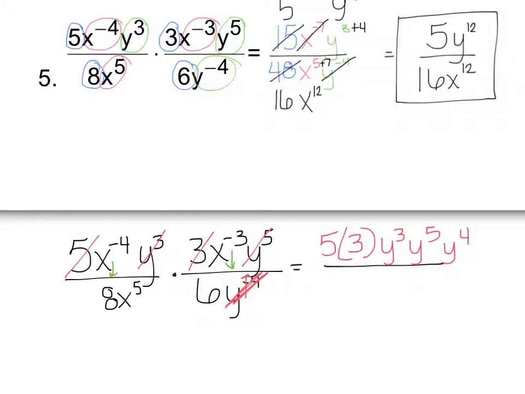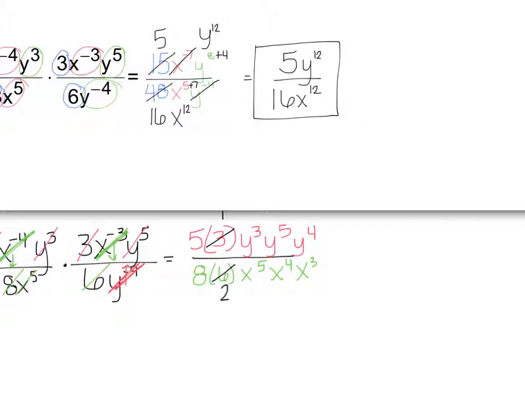Okay, then on the bottom, let's see, I have an 8 and a 6 and an x to the 5th already down there. And then I'm going to move an x to the 4th from right there, x cubed from right there. Okay, now simplify here. What is 3 over 6? We can reduce that. So this becomes a 1, this becomes a 2.